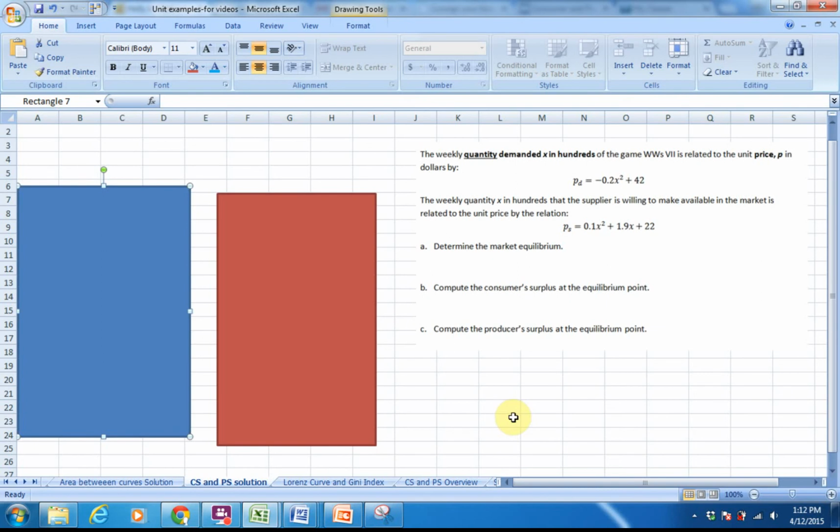Here I have the weekly quantity demanded X, in hundreds, of the game WW7, related to the unit price P in dollars by the demand function, where X again is that quantity in hundreds. And then the next thing that I give you is the supply function. I've asked you to find three things: the market equilibrium, then compute the consumer surplus at the equilibrium point, and then compute the producer surplus at the equilibrium point. So let's jump right in with market equilibrium.